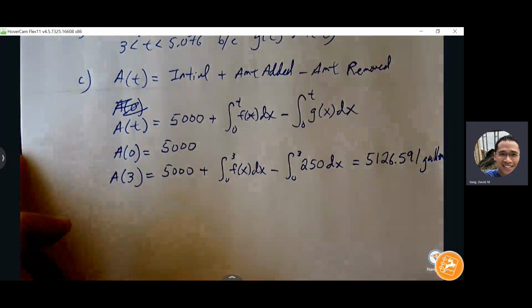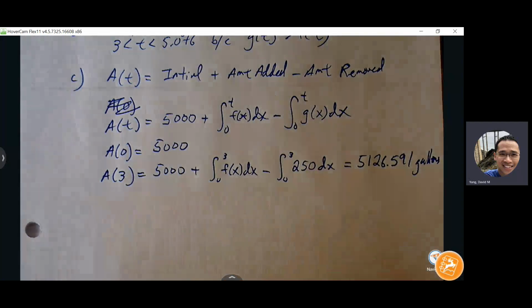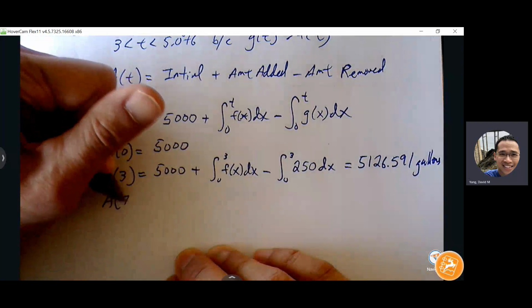Okay, I'm looking for an absolute maximum. So that's a good candidate because this is more than what I had initially, but I'm also going to test A of 7.